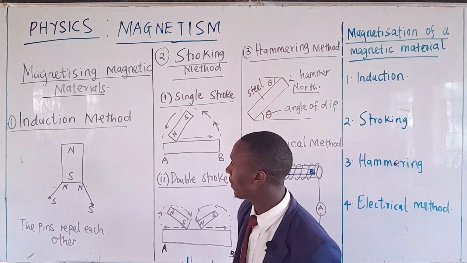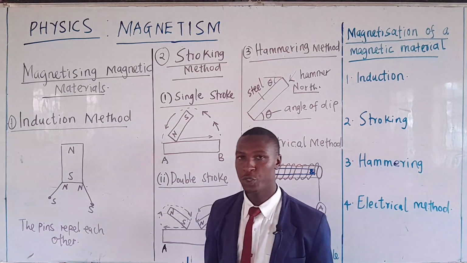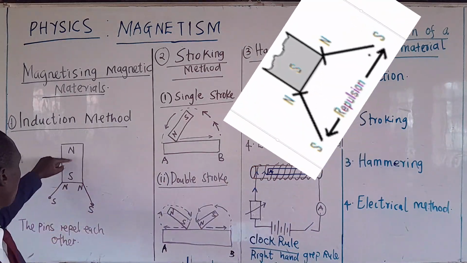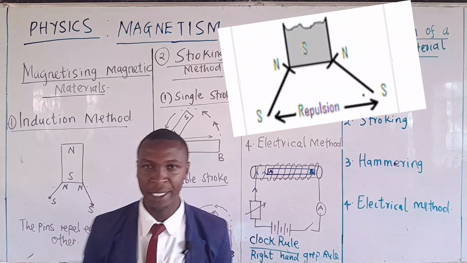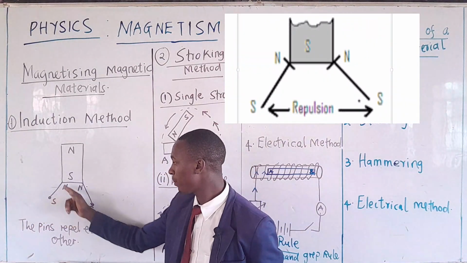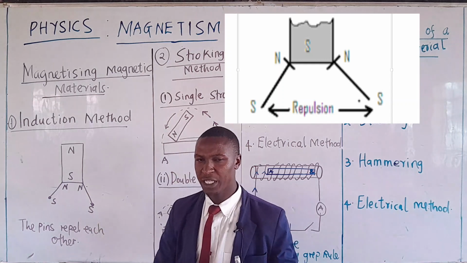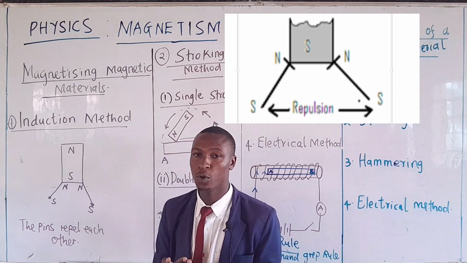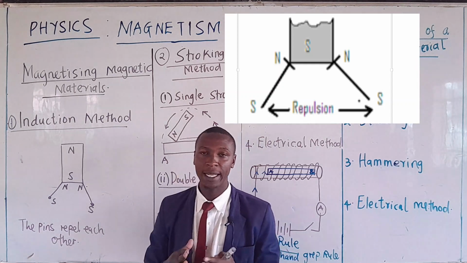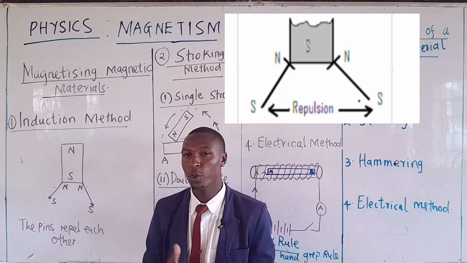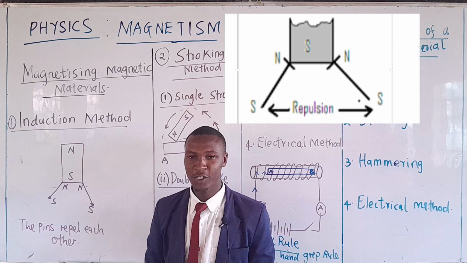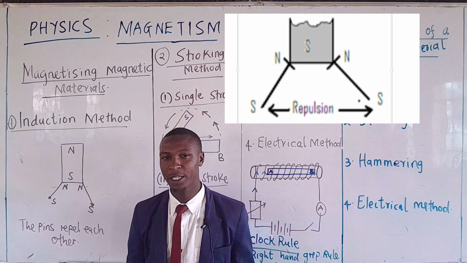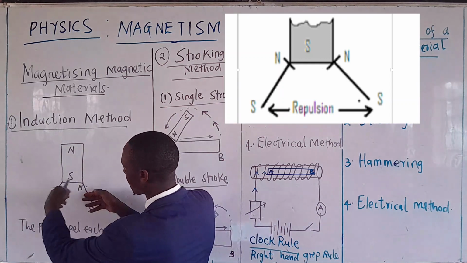Now, the induction method. How do we magnetize a material using the induction method? As you can see here, we have a magnet with a north and a south, and then we have some small pins. The pins are going to be induced with the magnetic field, and therefore the dipoles of those pins are going to align towards one direction. It means those pins will have been magnetized using the induction method. Now, one thing to note is that the pins repel each other. Why do they repel each other? As you can see, the pins are repelling each other.